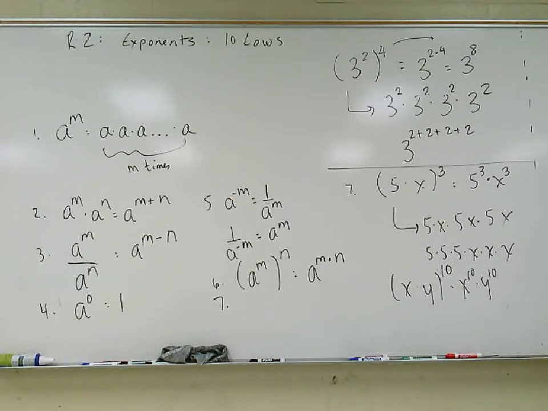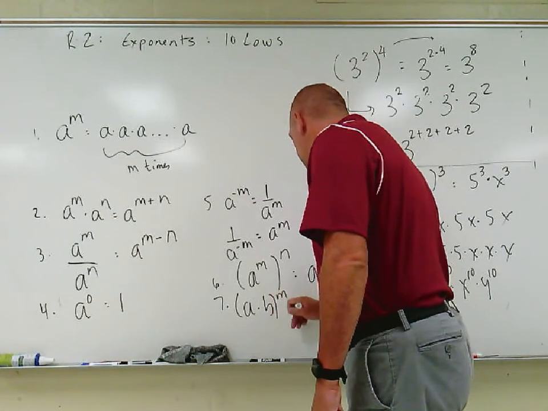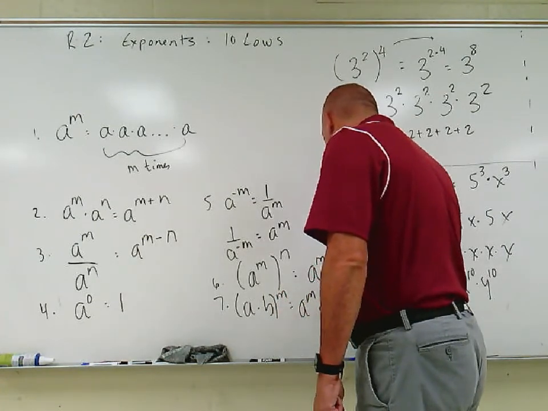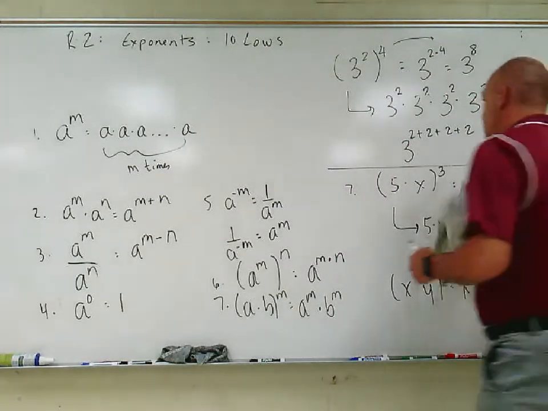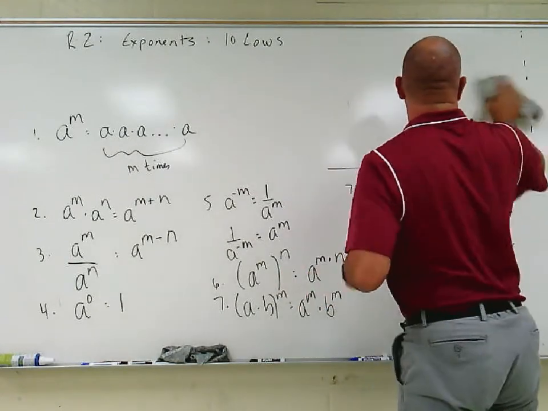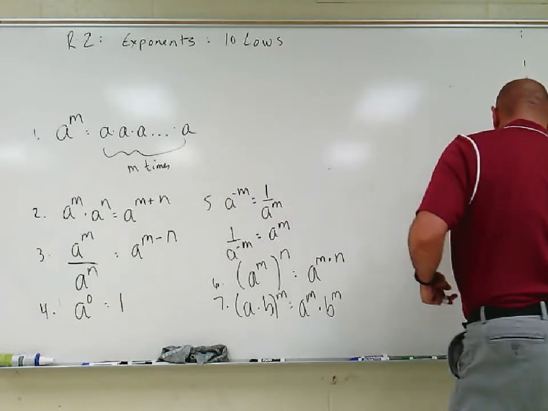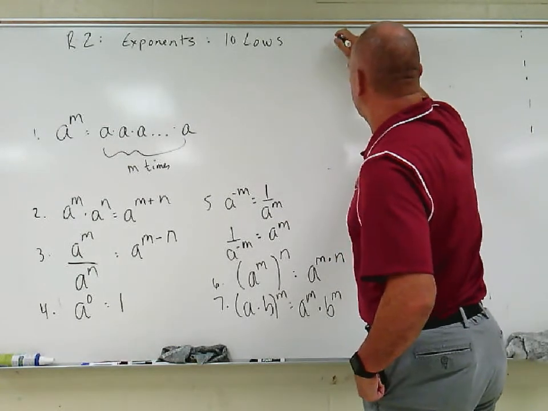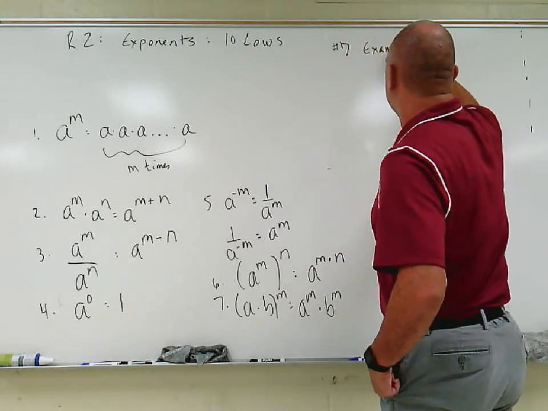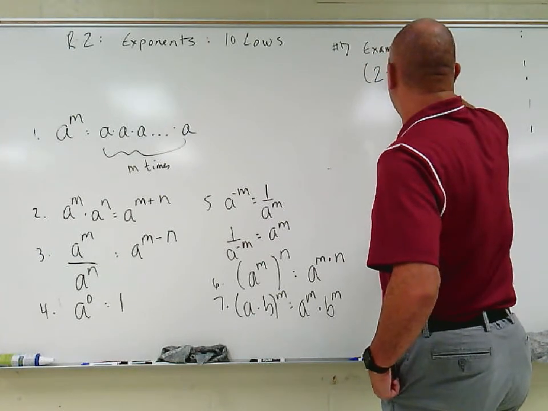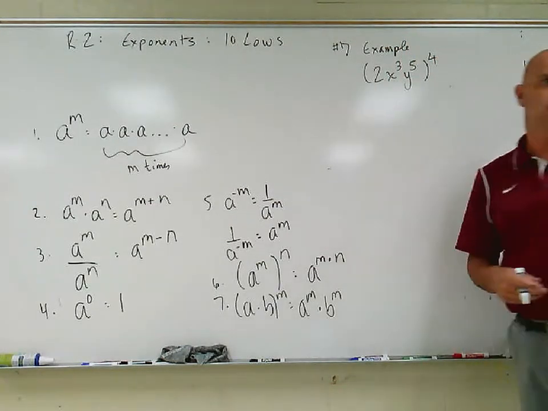All right. So the rule is going to be, if I have a times b to the m, it's a to the m times b to the m. Now let me give you an example of what you're going to see in the homework. It still is rule number 7, but let's just do an example. All right, let's say we have 2x cubed y to the 5th, raised to the 4th.